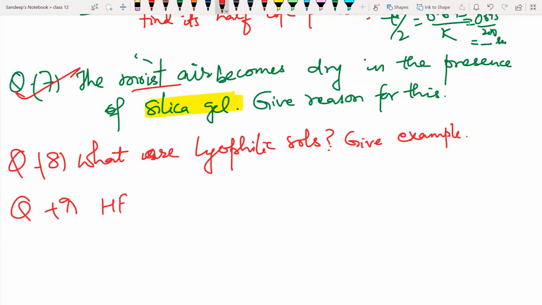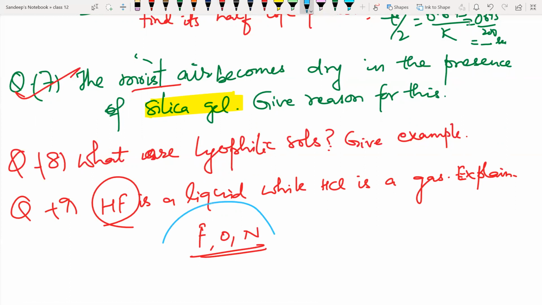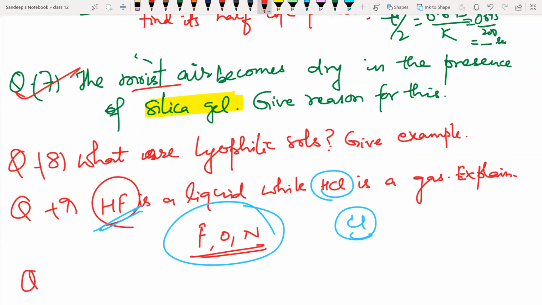HF is a liquid while HCl is a gas. Explain. So this explanation is based on hydrogen bonding. So fluorine is able to form hydrogen bonding. Fluorine, oxygen, nitrogen, they form hydrogen bonding. And due to which HF is a liquid, whereas Cl is not able to form because of large size. So it is a gas.